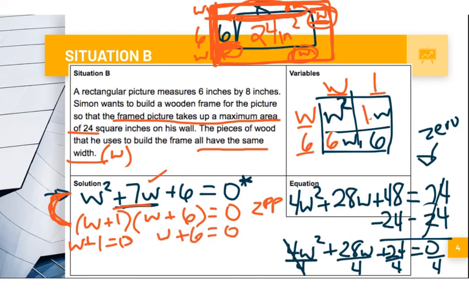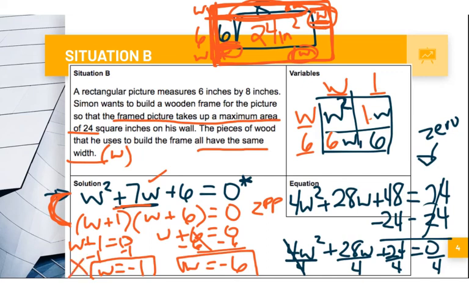So again, if you did a different method, then you should still get W equals -1 and W equals -6. Okay, so can this width be a -1? No, it cannot, right? Nope, the width can't be negative. Now, can it be a -6? Uh-oh. Again, nope, sure cannot be a negative number.